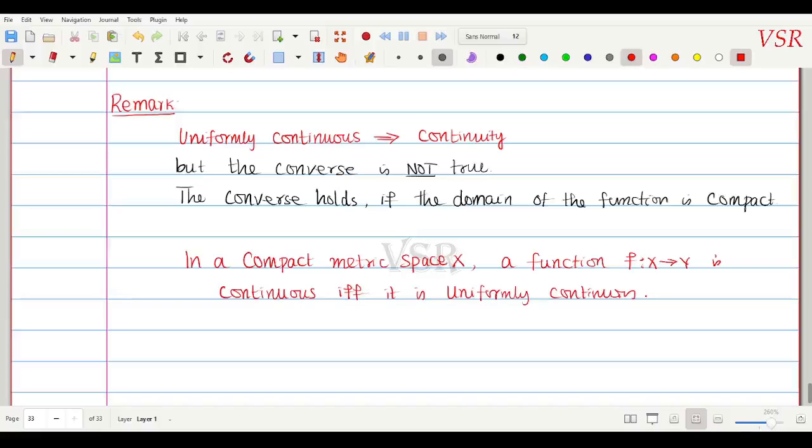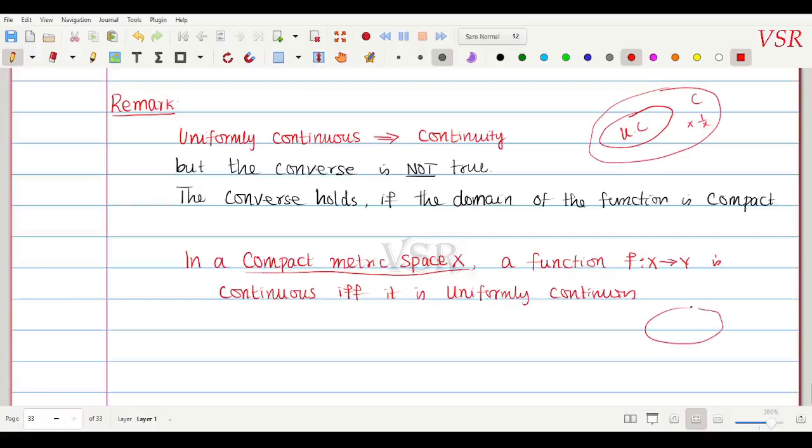So as far as this story is concerned, what have we said? This is uniformly continuous, and this is continuous. So we can find an example: f of x equal to 1 by x, which we saw. This is an example of a continuous function which is not uniformly continuous. But in this case, if the domain is compact, both are the same. This is uniformly continuous, this is continuous, and these two are the same. Okay, these both are same.